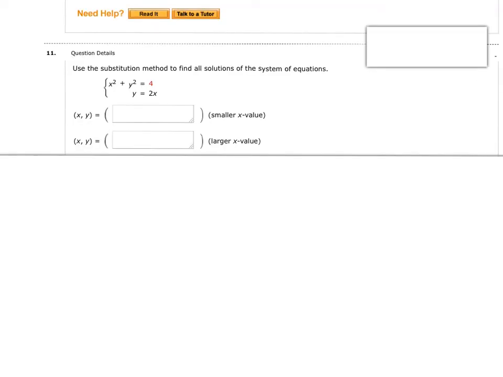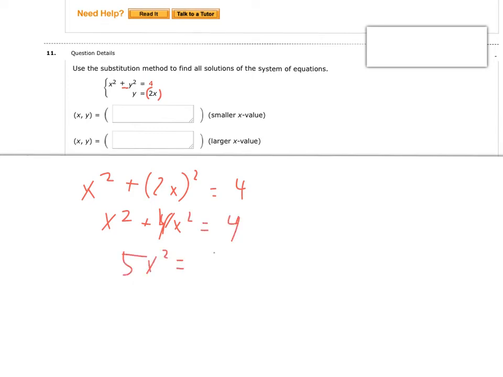All right, next up here, we're going to solve this one. We do need to use substitution here because I'm not going to be able to eliminate an x squared with an x or a y squared with a y. So I'm going to wrap that in parentheses. We'll plug it in right there. So I have x squared plus parentheses 2x squared equals 4. And so this is x squared plus 4x squared equals 4, so 5x squared equals 4. And I divide by 5, x squared equals 4 over 5.